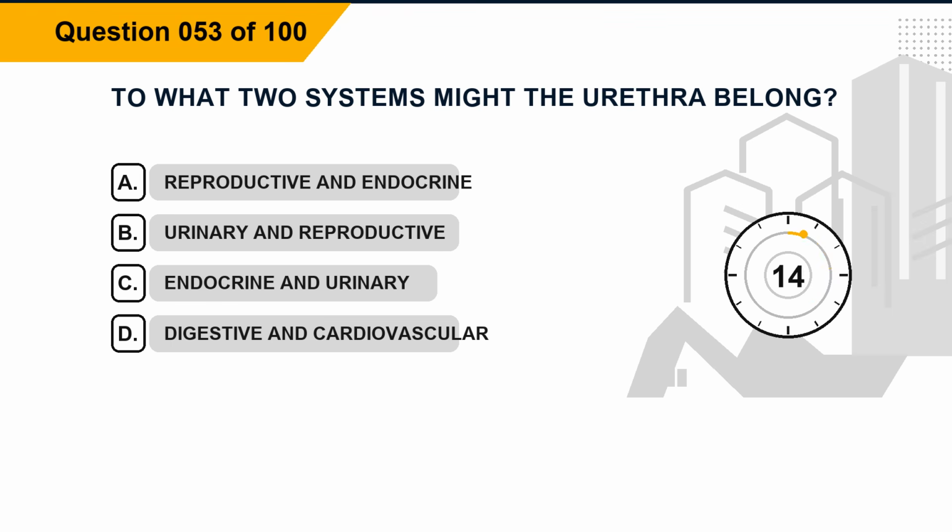Question 53. To what two systems might the urethra belong? Option A, reproductive and endocrine. Option B, urinary and reproductive. Option C, endocrine and urinary. Option D, digestive and cardiovascular.